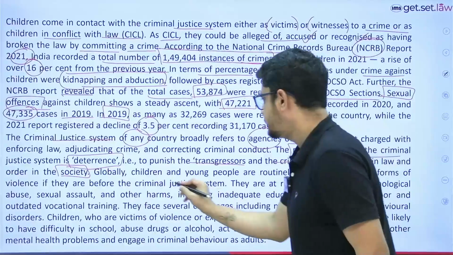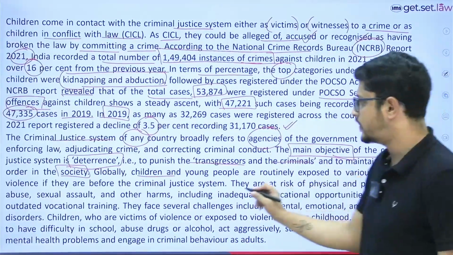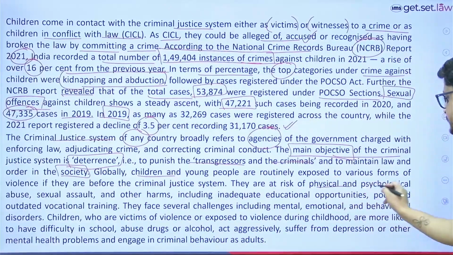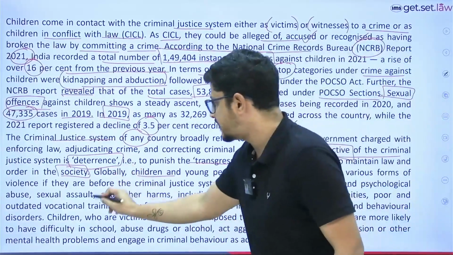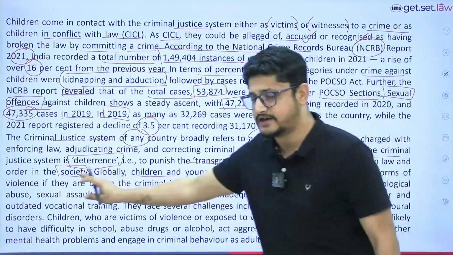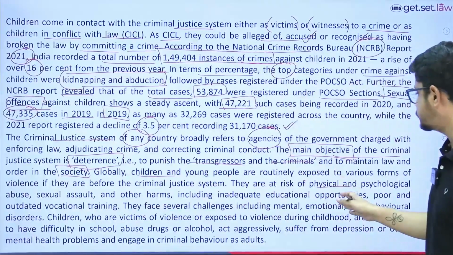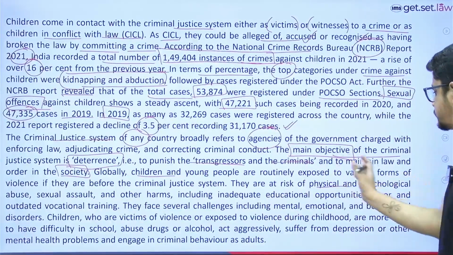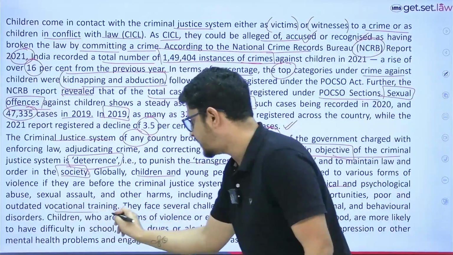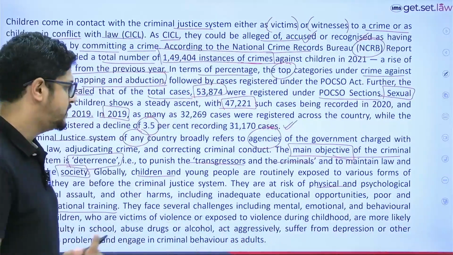Okay, no pencils. Now globally, children and young people are routinely exposed to various forms of violence. If they are before the criminal justice system, they are at risk of physical and psychological abuse, sexual assault, and other harms, including inadequate education opportunities. Now these are the various reasons on what the crime could have been done and the solutions to it, like providing some education opportunities, because there has been inadequate or poor or outdated vocational training, and so is the reason these students, or not the students, these children have become trapped in these things.